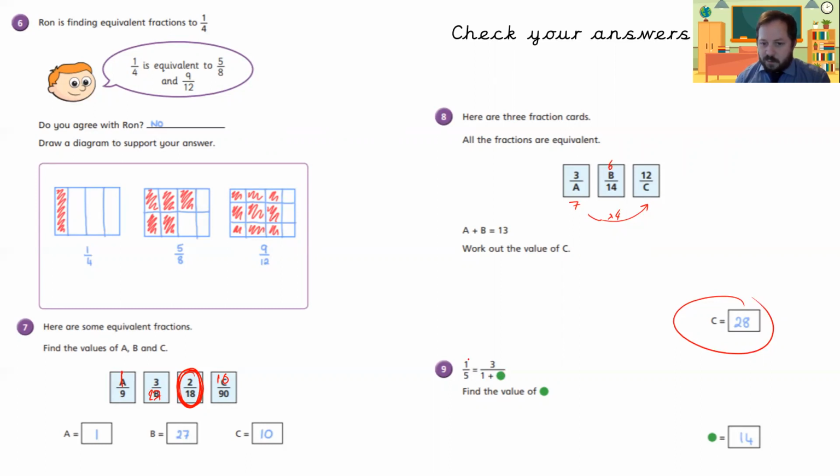And then finally, I've got 1/5 is equal to 3 over 1 plus something. So what have I done to 1 to get to 3? Well, I've timesed by 3. So I've got to times 5 by 3 to get this. So 5 times 3 equals 1 plus my blob. What does 5 times 3 equal? 15. 15 is 1 plus my blob. So I need a number that plus 1 is equal to 15. It must be 14. And there's our answer.